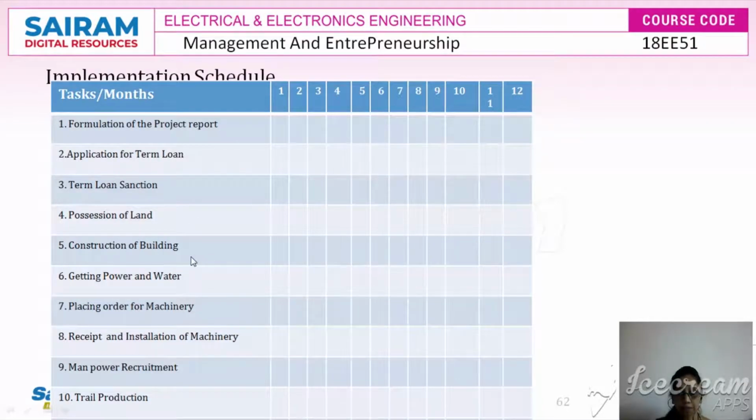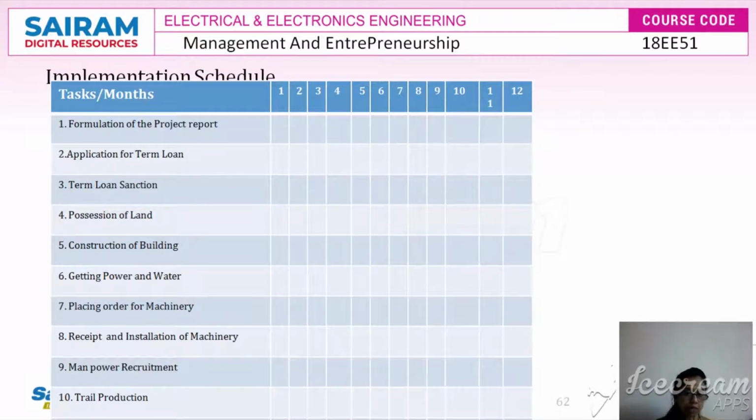After getting the building, it is not sufficient to have only the building or the shell. So we need to have power and water in order to have a manufacturing facility. So even that will become the sixth phase or the sixth task. After getting the infrastructure like building, power and water, then the order for the machinery will be placed, looking at the various credentials of the supplier and the suitability of the plant and machinery which is required to carry out the task.